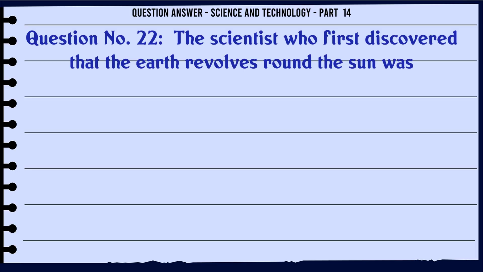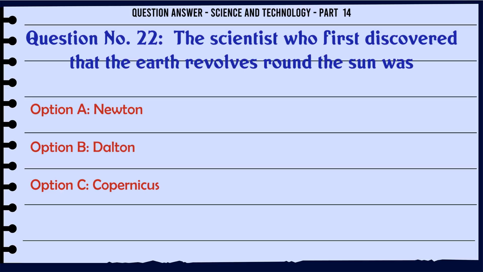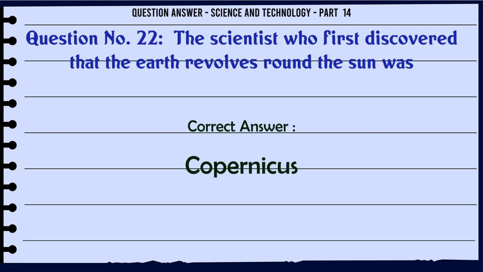The scientist who first discovered that the Earth revolves round the Sun was A. Newton. B. Dalton. C. Copernicus. D. Einstein. The correct answer is Copernicus.